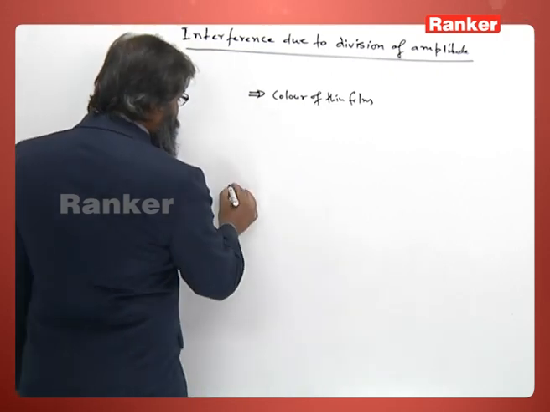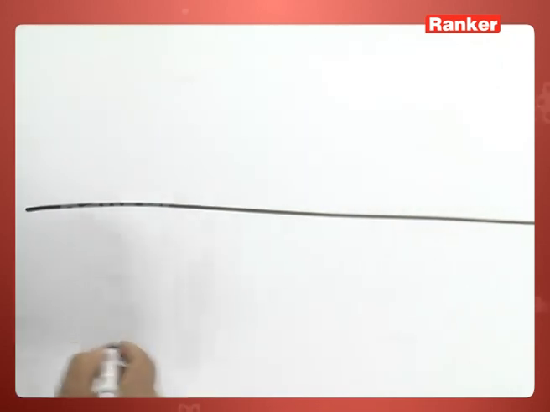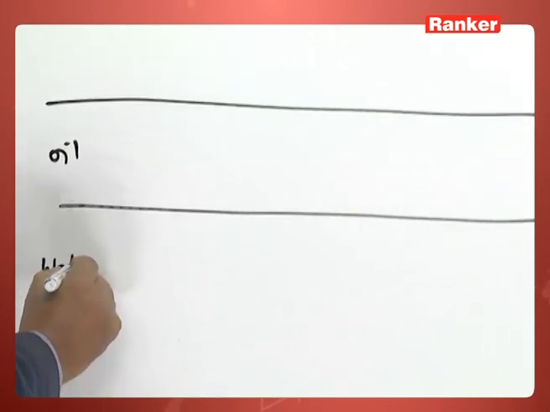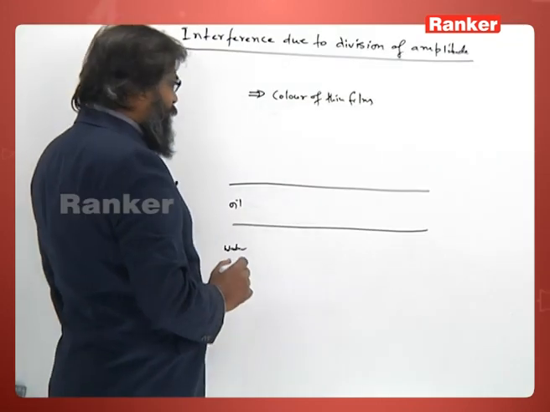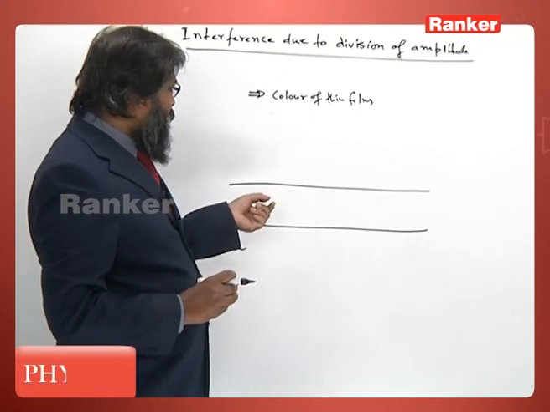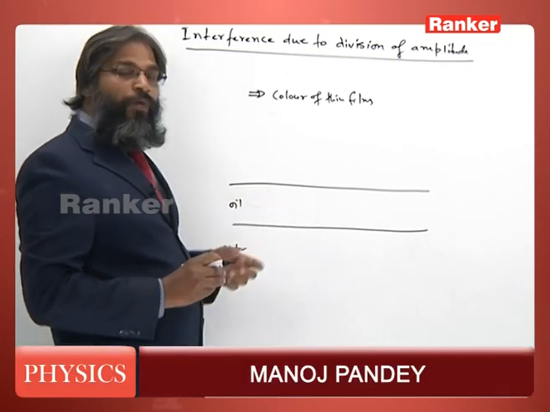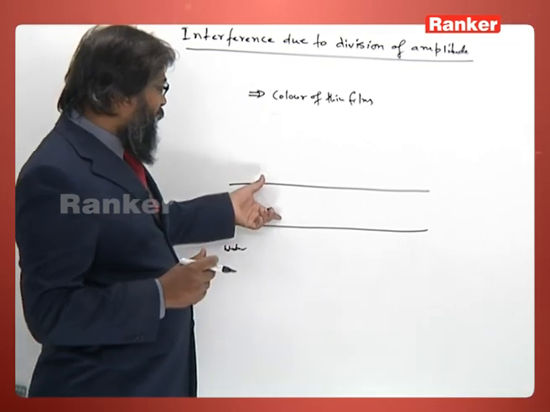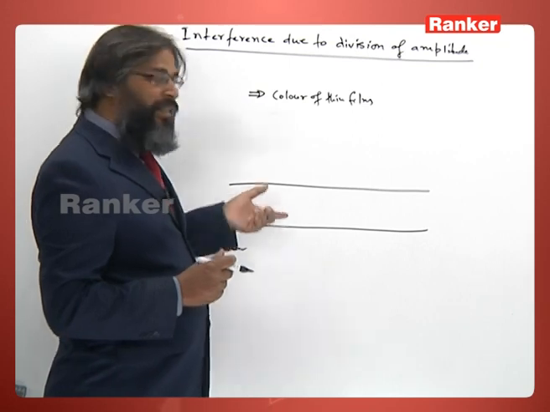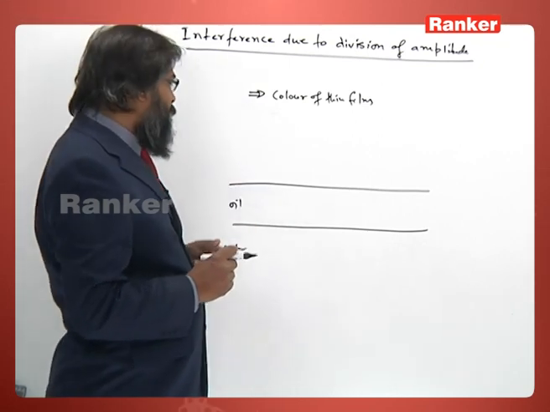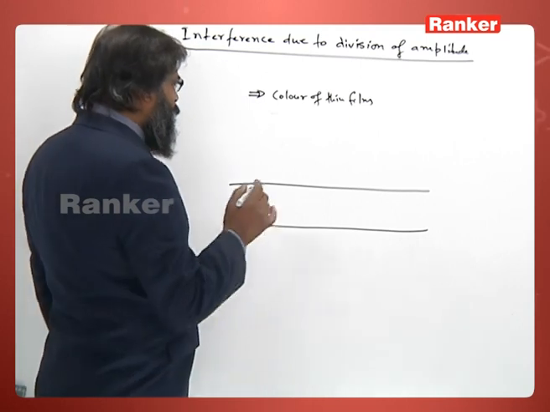Suppose this is a thin film, some oil, we can assume some oil on water, and this film should be thin, meaning the thickness of the film should be comparable to the wavelength of the light. If it is thick, we can't get an interference pattern; only for thin films can we get it. So, what is generally done?